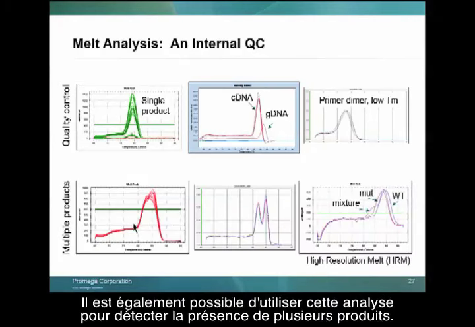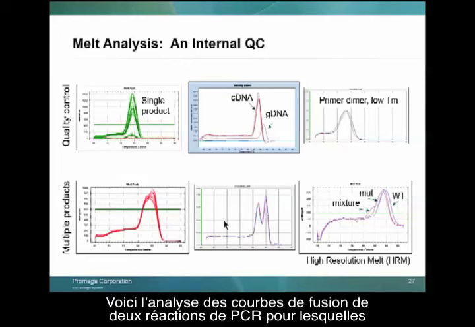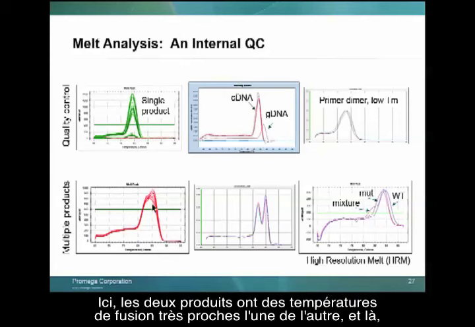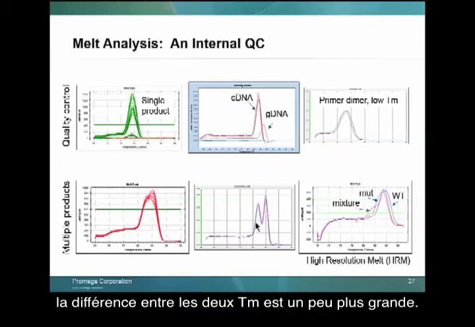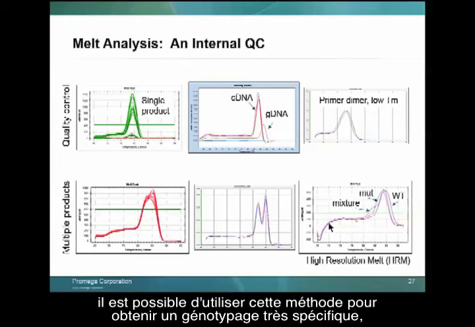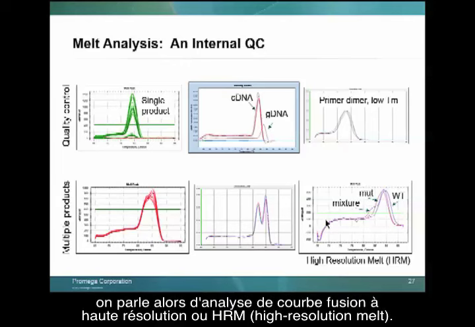You can also use it if you are wanting to detect multiple products. So these two PCR reactions and melt analyses come from reactions where I was expecting to amplify two products. Here the two products have melting temps very close to each other. Here those two products have melting temps that are a little farther away from each other. And in specialized circumstances and with sensitive software, you can also use this for very specific genotyping, which is called high-resolution MELT, or HRM analysis.